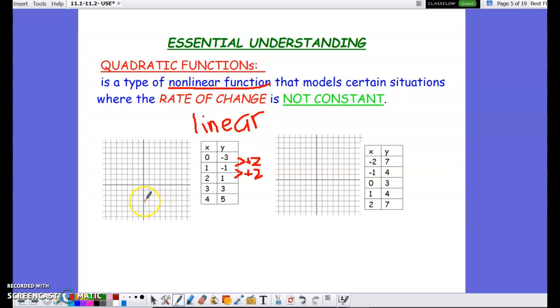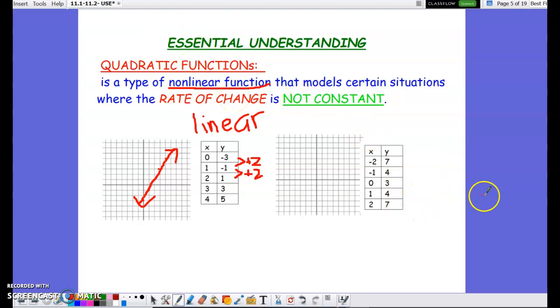So if I just plot these points, 0, -3, 1, -1, 2, 1, 3, 3, and 4, 5. Right, we see we have a nice linear function. Right, it's a line. But up here we said that quadratics are a type of nonlinear function, meaning they're not a line.